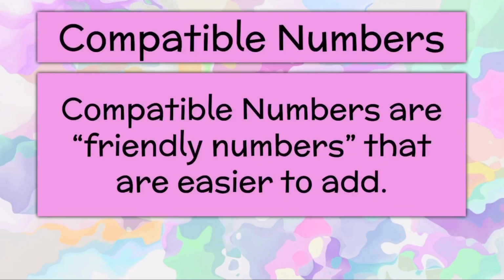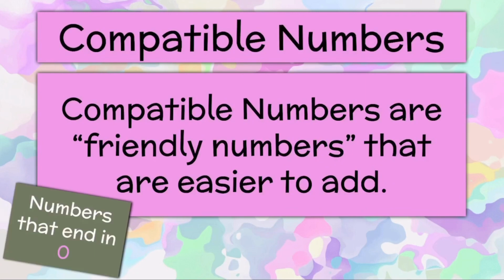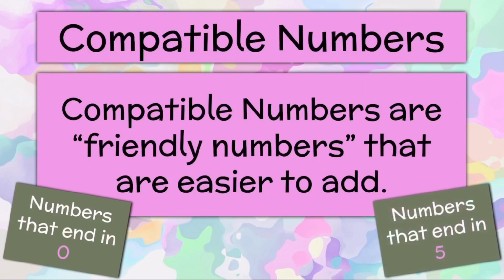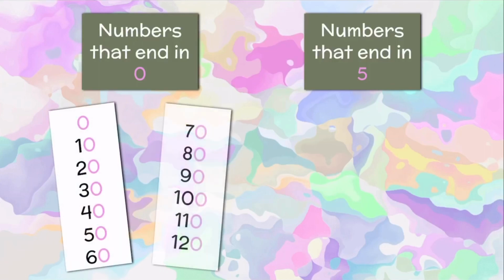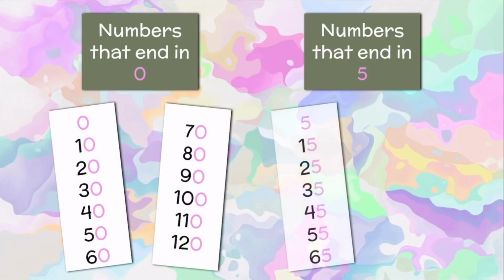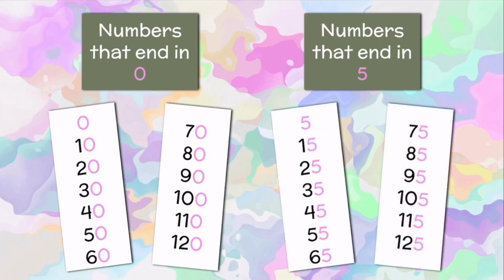Compatible numbers. Compatible numbers are friendly numbers that are easier to add. They can be numbers that end in 0 or numbers that end in 5. For example, numbers that end in 0. Numbers that end in 5. When we add, we are going to try to find the nearest number to our addend that either ends in 0 or ends in 5.